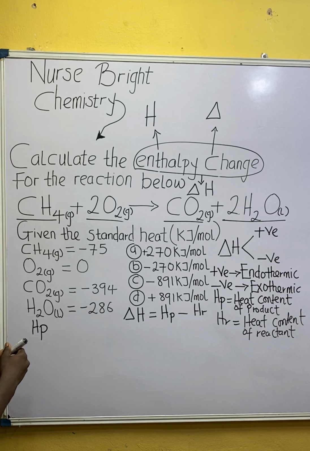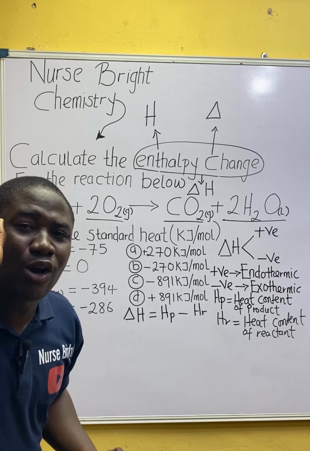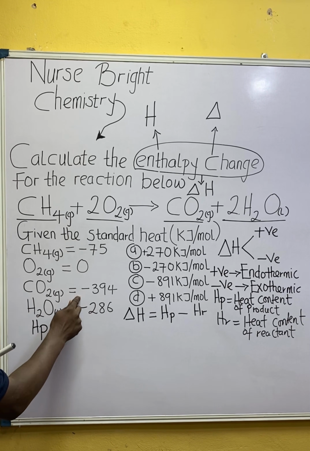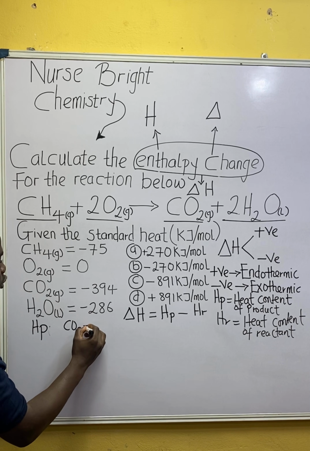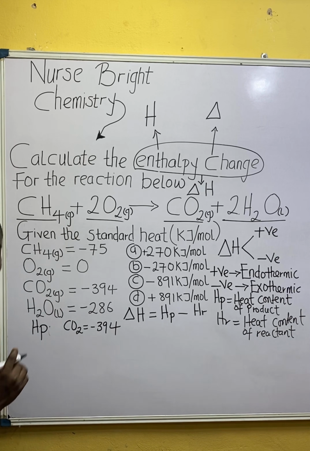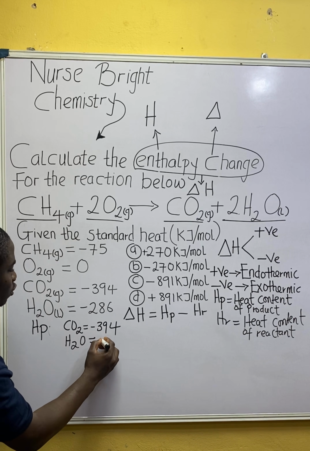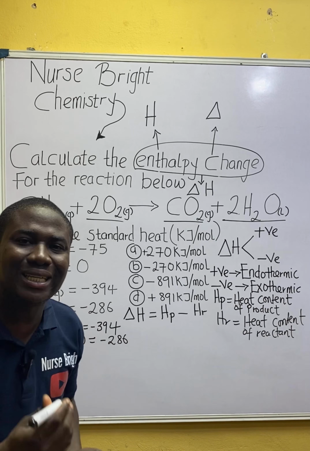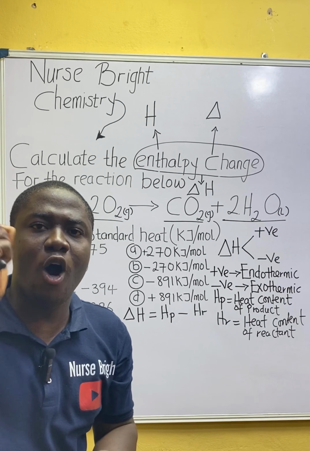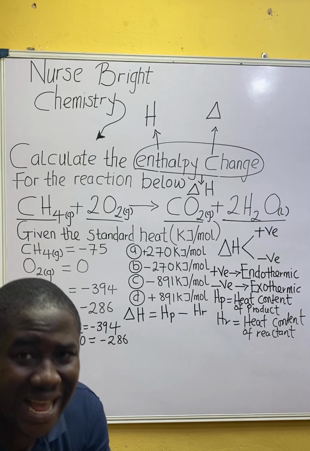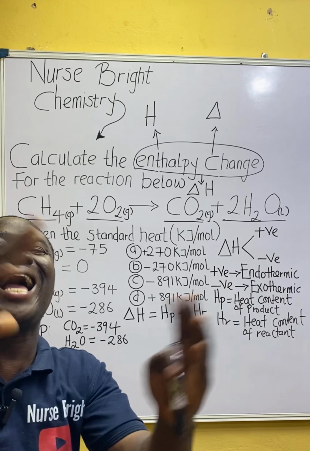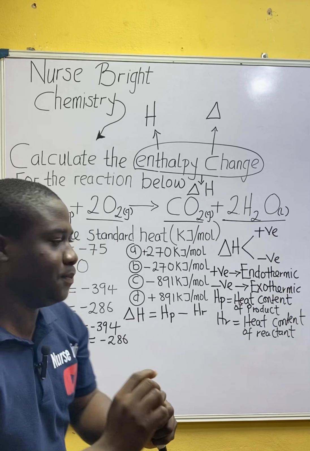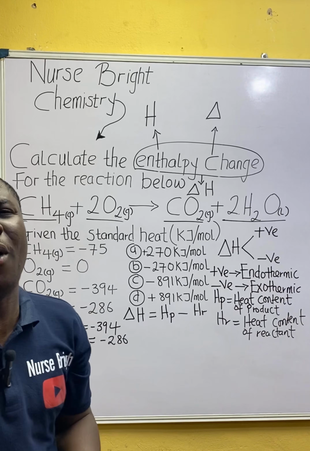From the look of things, we want to solve for the heat content of the product first. So for CO2, look at the heat content. I'm going to bring it down. CO2 is what? Minus 394. Please listen very well. Whereas for water, H2O, it is what? Minus 286. So what then do we do next? Normally, for us to calculate our heat content of product, we simply add. They were part of the product. So for you to get their total heat of product, you add them together. But you don't just do that.